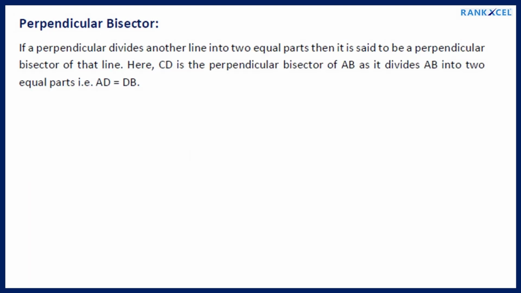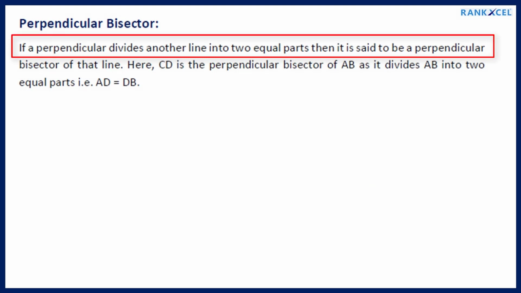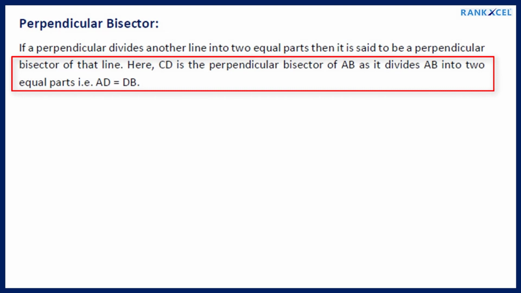Perpendicular bisector. If a perpendicular divides another line into two equal parts, then it is said to be a perpendicular bisector of that line. Here, CD is the perpendicular bisector of AB as it divides AB into two equal parts, i.e. AD equals DB.